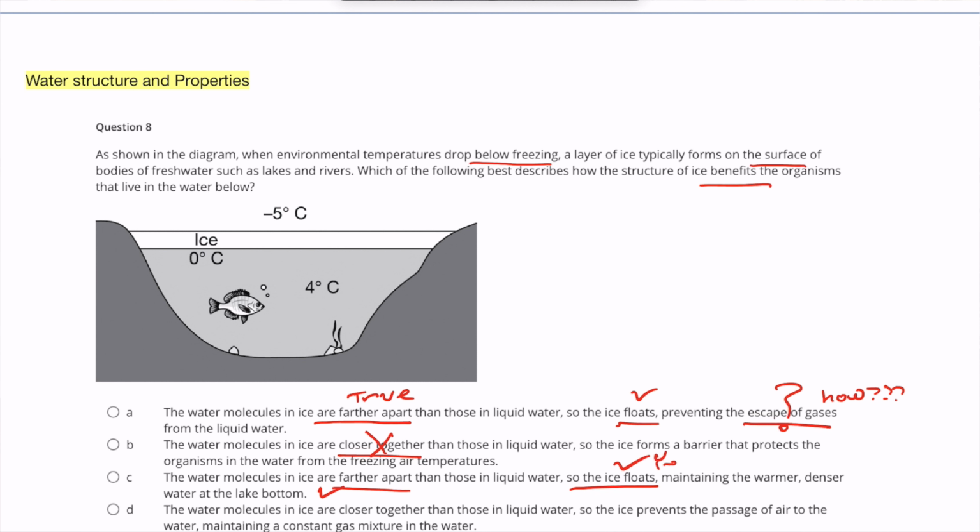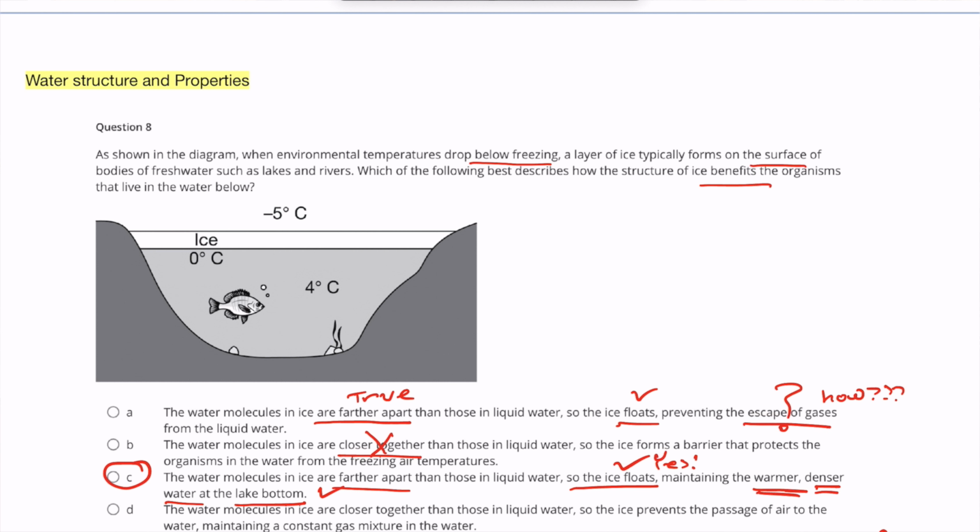So the ice floats. And here's the explanation for that. It says it floats, maintaining the warmer, denser water at the lake bottom. That might right there help explain why organisms in water like the fish are surviving even though it's really cold. And this also ties in another property of water, specific heat. But let's keep reading though. So C seems like that does explain this quite well.